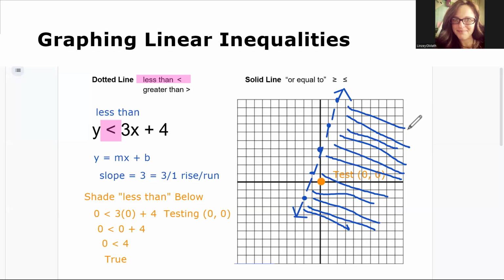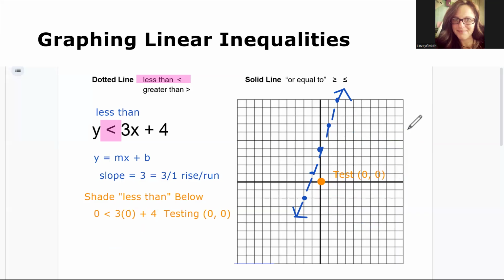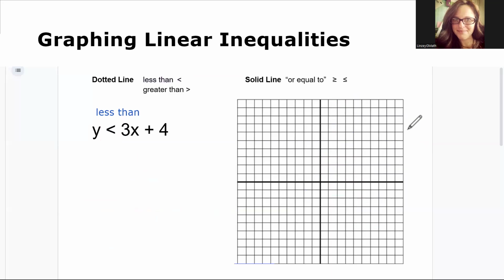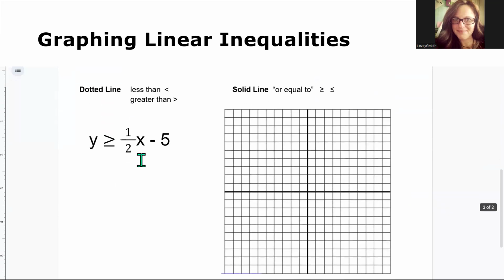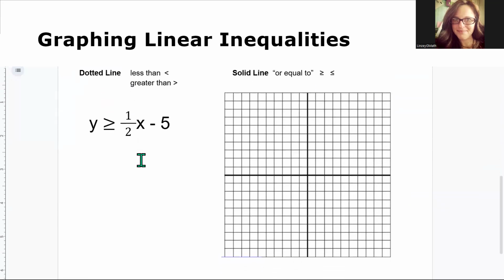Next example. Let's take a look at graphing y is greater than or equal to 1/2 x minus 5. Greater than or equal.